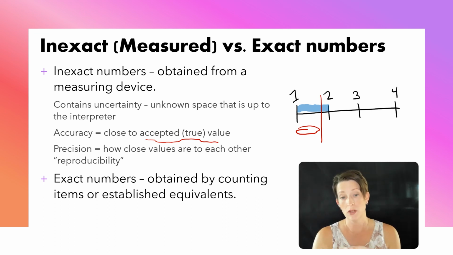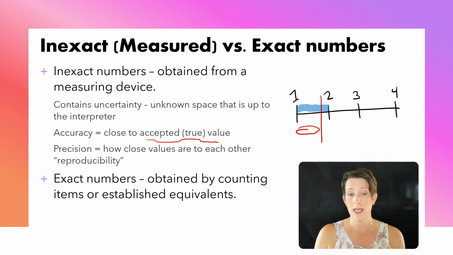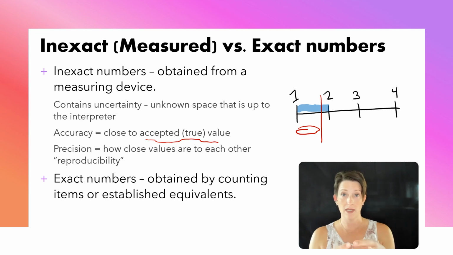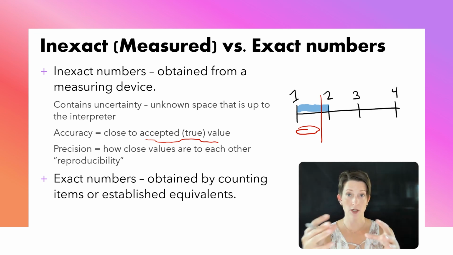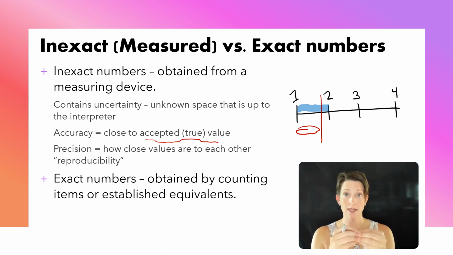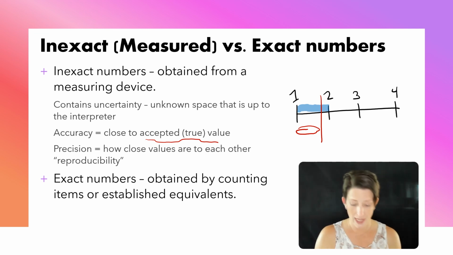Precision is how close your recorded values are to each other. That is the reproducibility of the technique that you're using. So you don't necessarily have to be accurate to be precise or be precise to be accurate. High accuracy means you're going to have numbers as close to that accepted value. Precision means all your collected data are going to be close to each other.